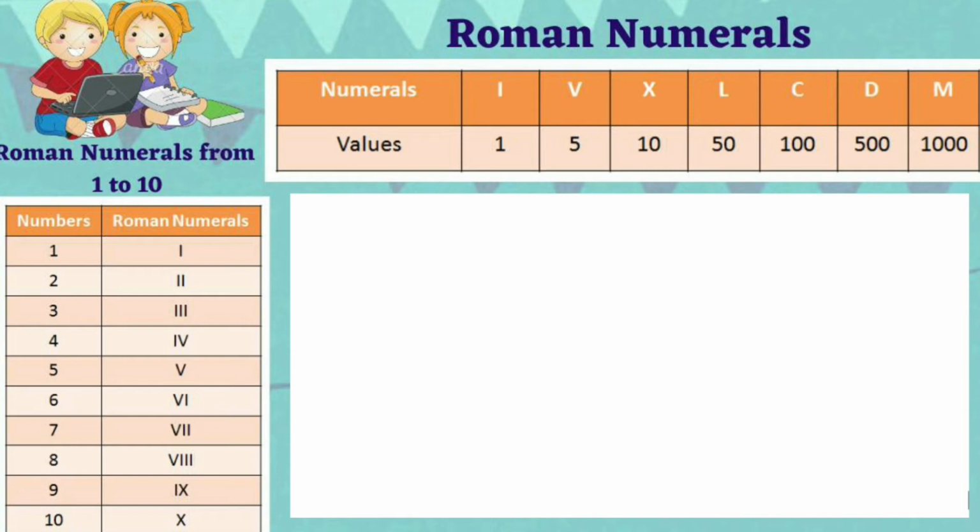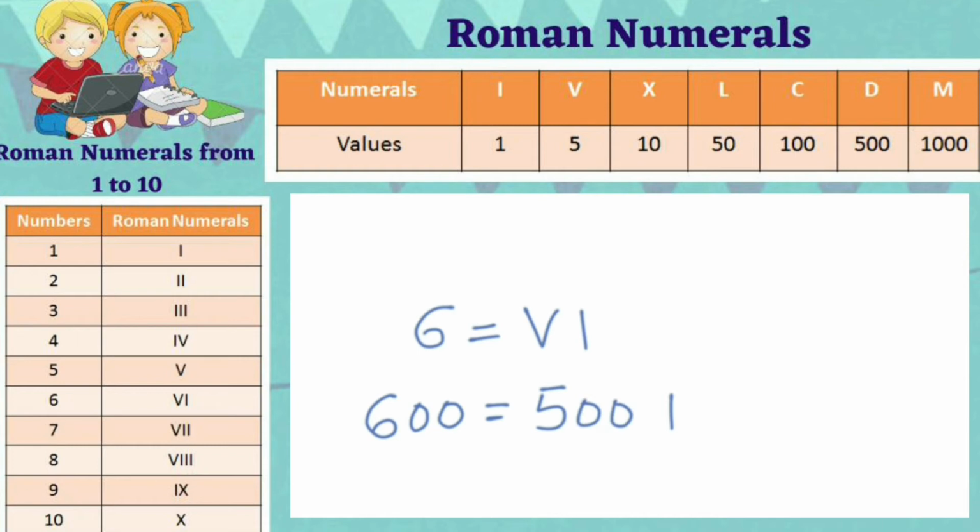So for that I'll write 6 first. What is the Roman numeral of 6? It is VI. V stands for 5 and I stands for 1. Now I am talking about 600. So 6 I'll put and then I'll add 2 zeros. Same will happen on the right hand side. 2 zeros, 2 zeros.